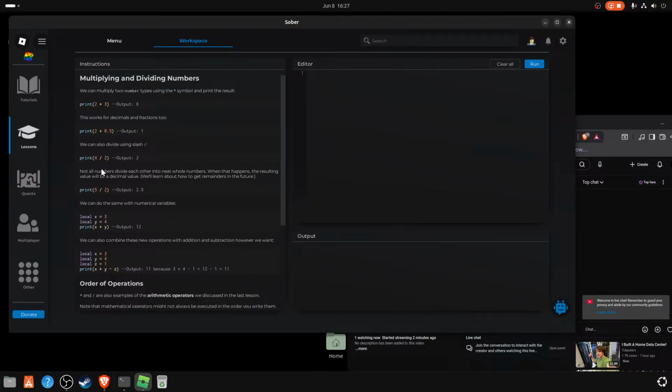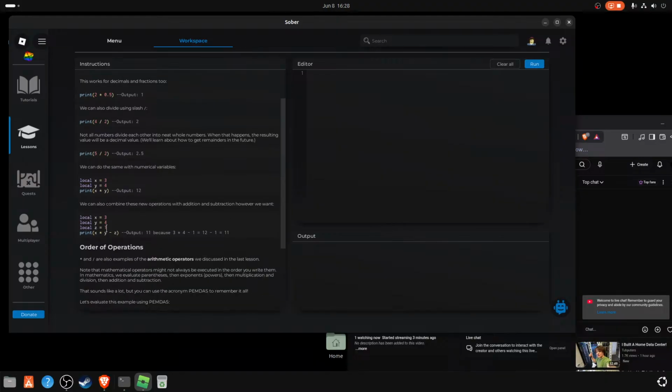Yeah, alright, this is going to be the same. Division's going to be the same. This works for decimals too. Not all numbers divide each other into neat whole numbers. When that happens, the resulting value will be a decimal value. We'll learn how to get remainders in the future. We can do the same with numerical variables. Alright, we can also combine these new operators with addition and subtraction however we want. Yep. Sure, okay.